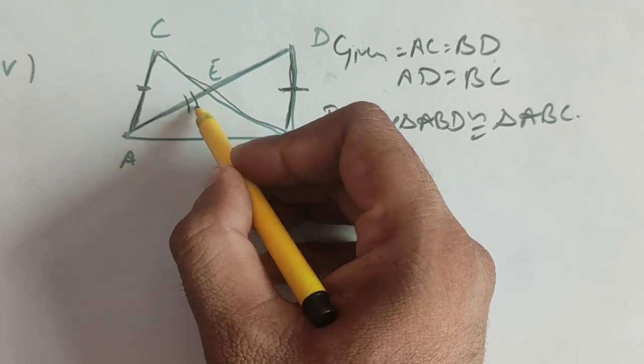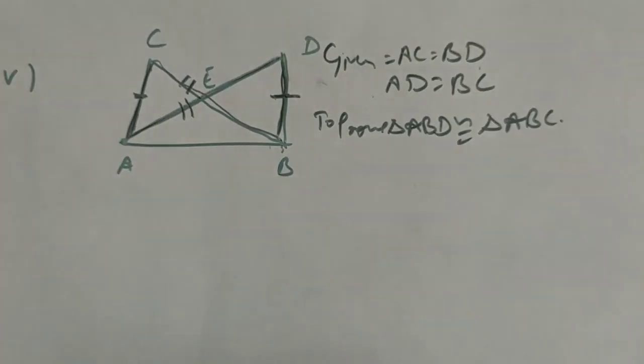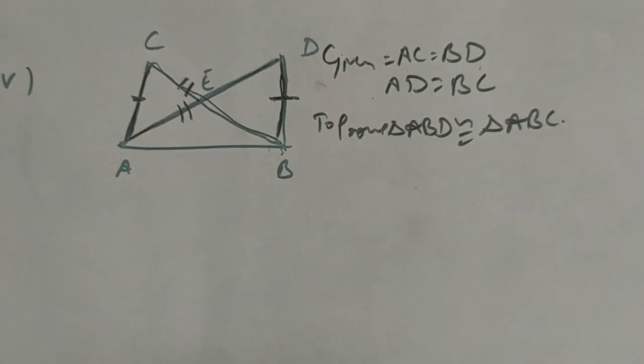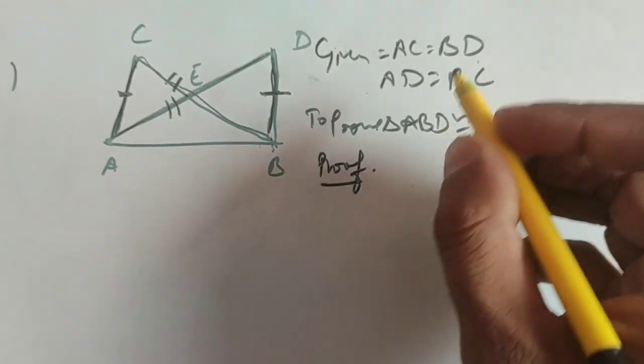If I put 2 here, this will be equal to the line which has 2 slash, so this. So AD is equal to BC. This is the general method to represent. So now proof. In proof it is quite simple.